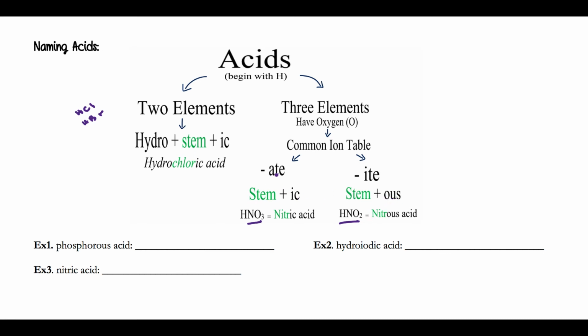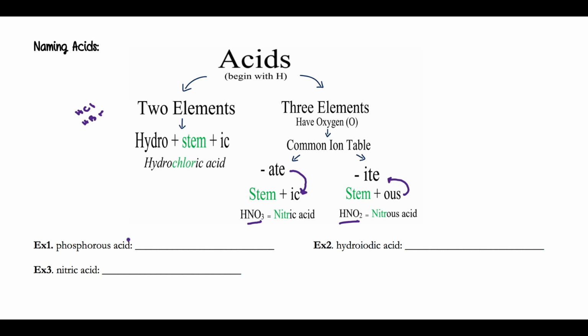The way that I remember it, and students came up with this, so please don't blame me for it. If it is just us, it is ous, or it is ite, if it's just us hanging out. But if there are 8 people, then it is ic. That's the way that they remembered it.